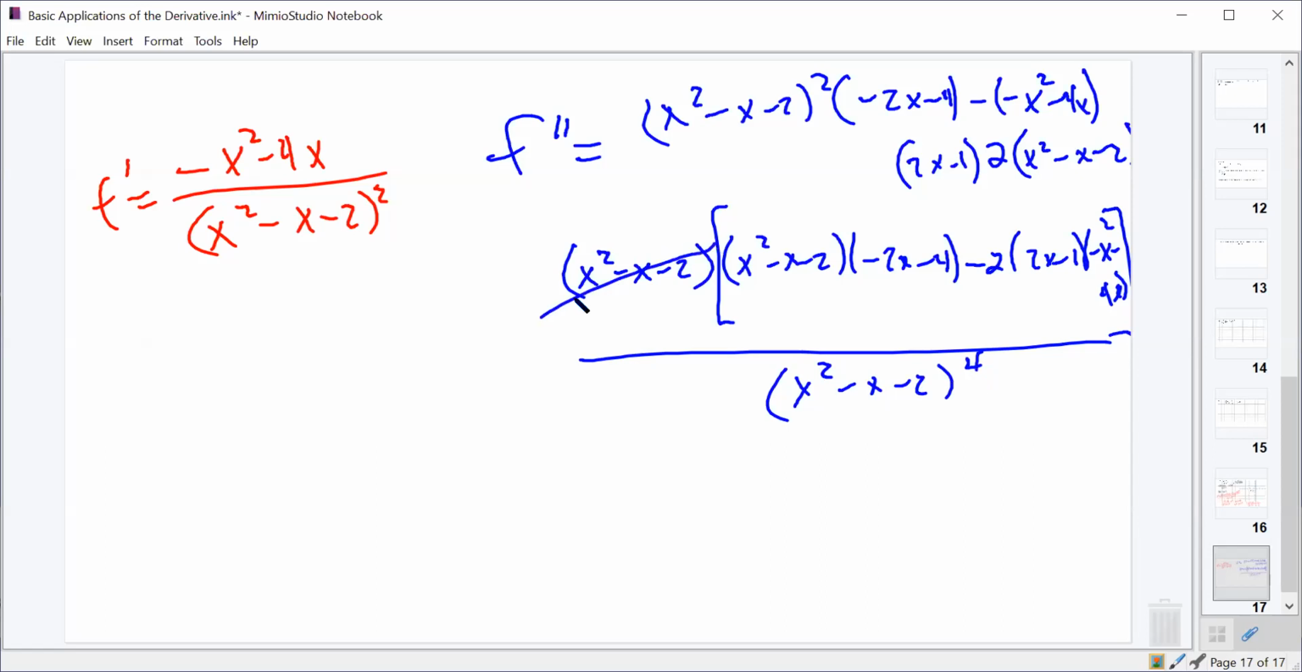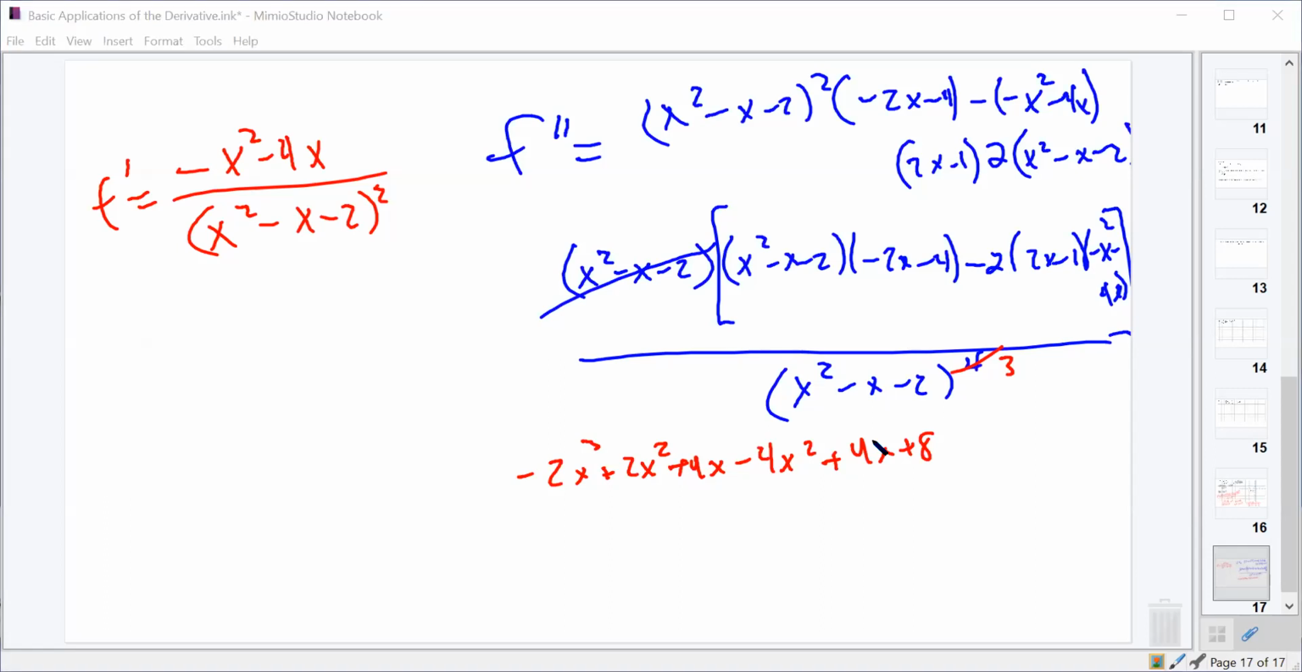So I should be able to cancel that out with one of these to make this a third power. And then simplify the inside. So that'll be negative 2x cubed plus 2x squared plus 4x minus 4x squared plus 4x plus 8.